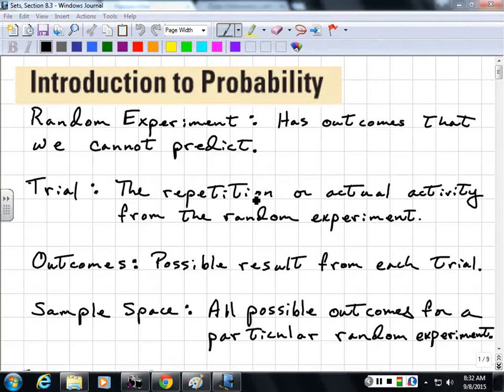In this section, we're going to talk about our introduction to probability, which starts to lay the groundwork for what we're going to do in Chapter 9 and Chapter 10. Let's talk a little bit about probability for a moment.